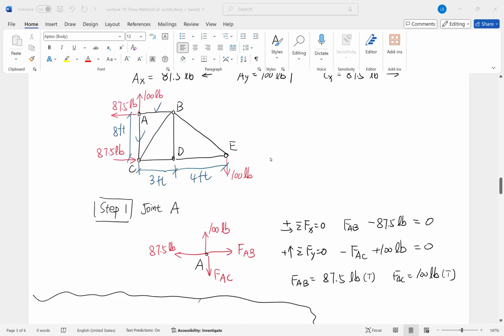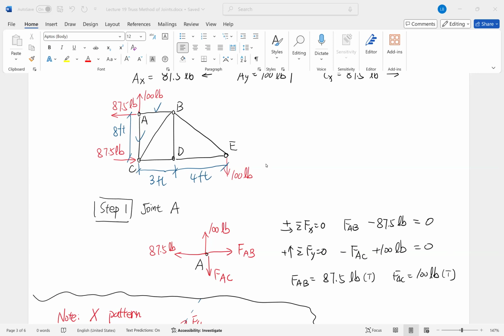Then we started to perform the method of joints. It is repeatedly applied for the force analysis of each of the joints here. And remembering that we should analyze those joints with no more than two unknowns.